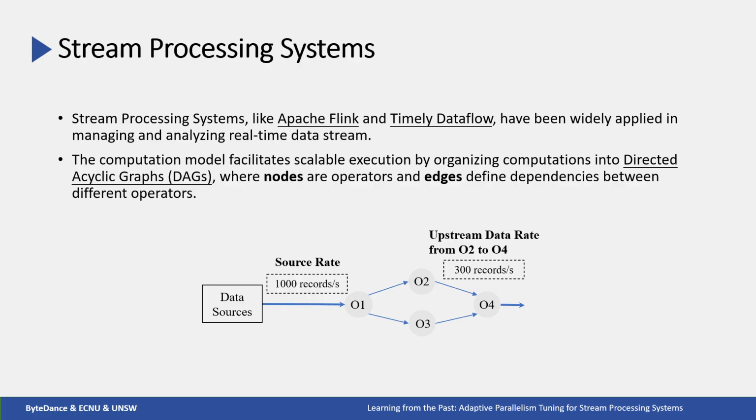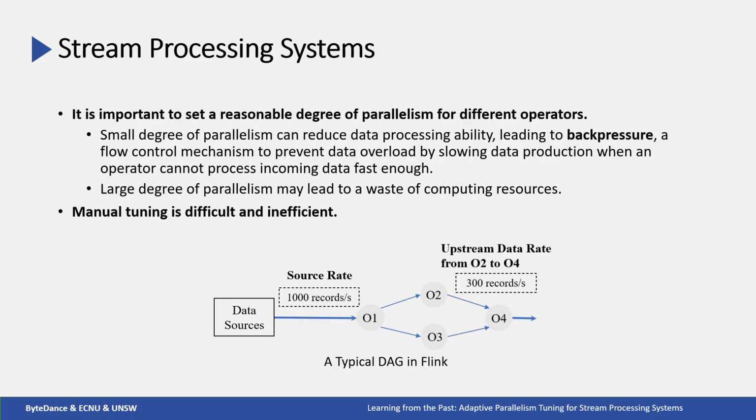Stream processing systems such as Apache Flink and Timely Dataflow have become essential for managing and analyzing real-time data streams in modern applications. These systems rely on a directed acyclic graph (DAG) as a computation model to organize workflows. The nodes in the DAG are operators, and the edges represent dependencies between operators. To ensure efficient execution, a critical aspect is setting the degree of parallelism, the number of instances with which an operator executes in parallel.